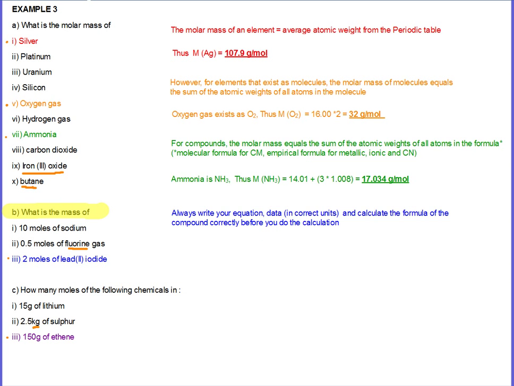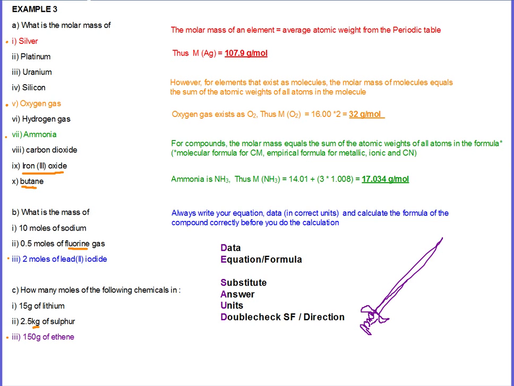And we're going to look at some more complex examples, but there's a simple little rule I follow when I'm trying to solve chemistry questions. It's the sword of chemistry, to slay my chemical question opponents. And if you follow this technique, you will always, or should always, get your answers right. Data, equations, substitute, answer, units, double check significant figures. Okay, data, write down the data from the question with the proper units. Equation and formula, write down the equation you're going to use to solve the question and make sure you get your formula right using the cross method.